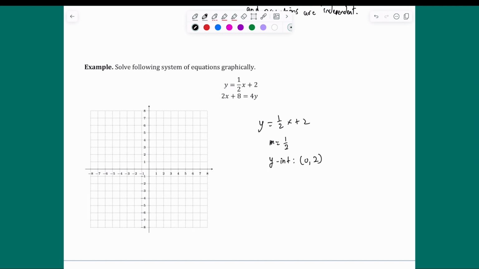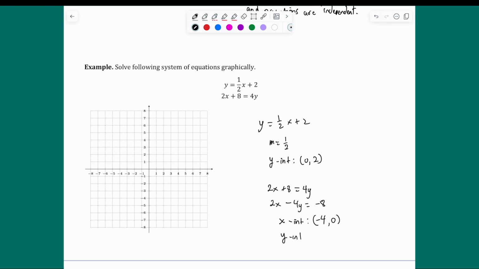The second equation, 2x plus 8 equals 4y. I'm going to go ahead and put it in standard form. So 2x minus 4y equals -8, just rearranging terms. I'm going to find its x-intercept by setting y equal to 0. Setting y equal to 0 will give us 2x equals -8. So dividing by 2 on both sides gives us an x-intercept of -4, 0.